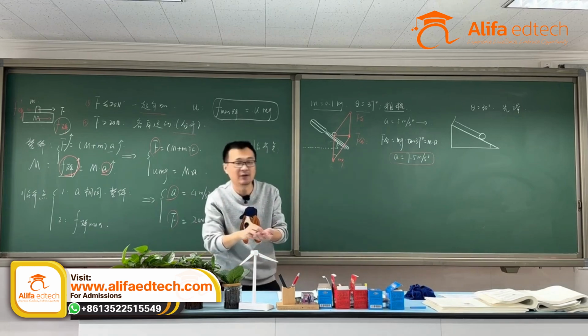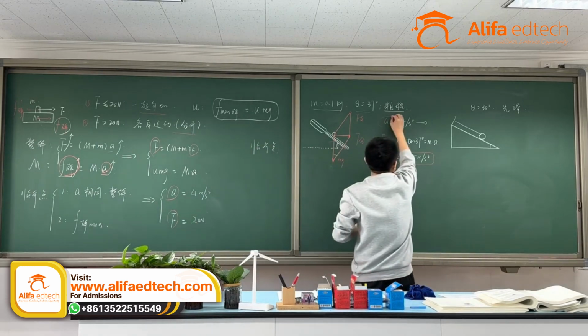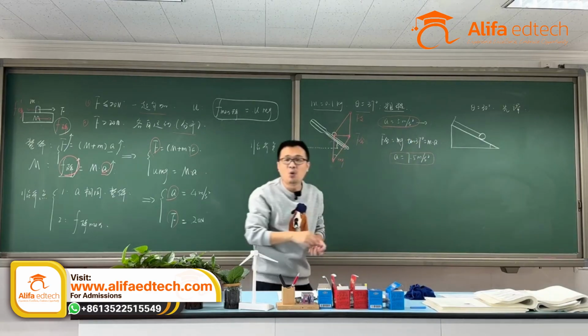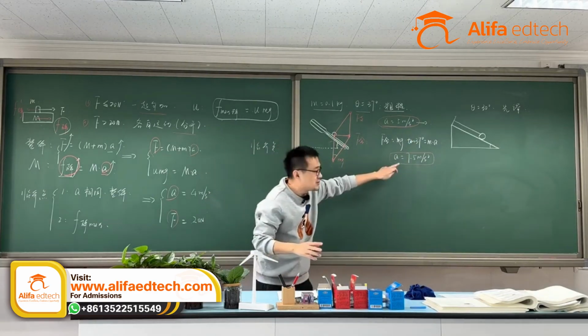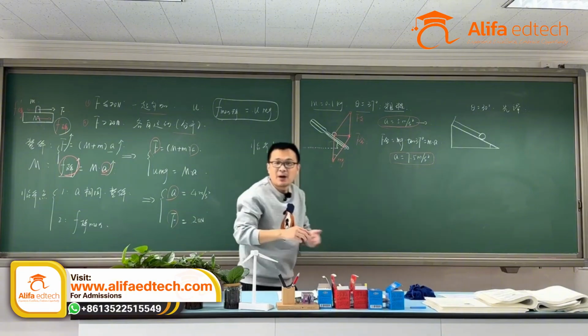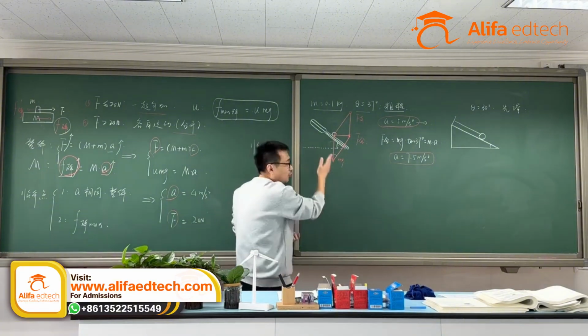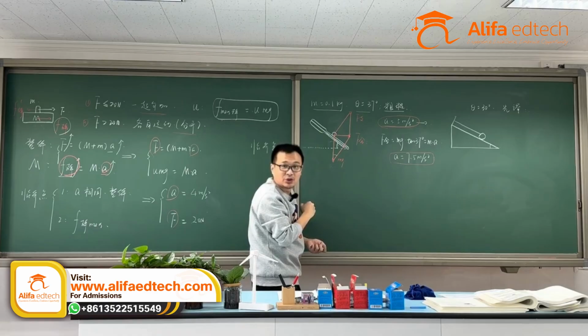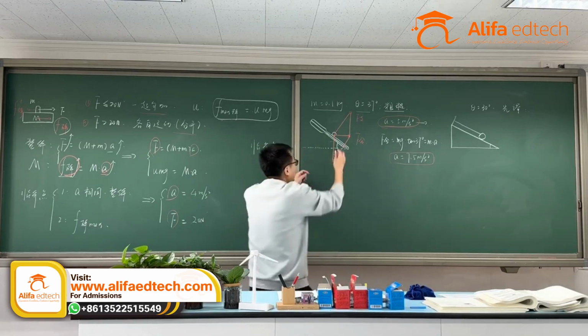Okay, now let's look at the problem. What does it say? Its current acceleration is 5. So isn't 5 smaller than this 7.5? If it's smaller, everyone, think about it. In that case, in which direction should the friction on the steel ball be? Shouldn't it be upwards along the incline?